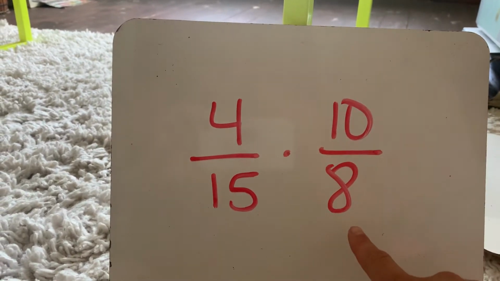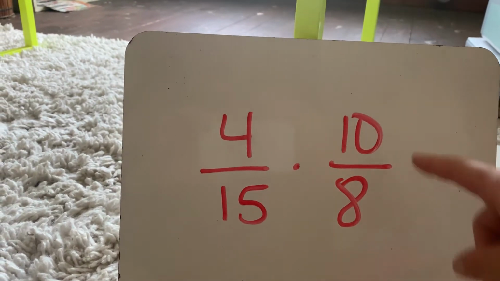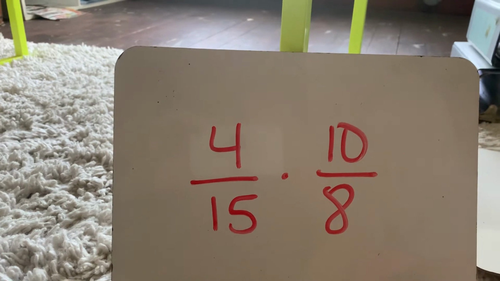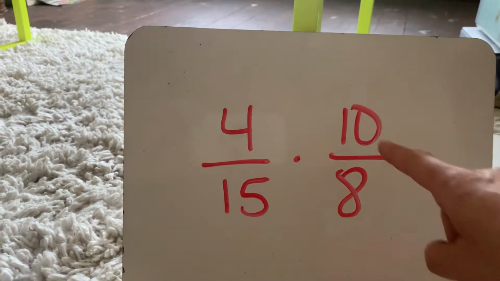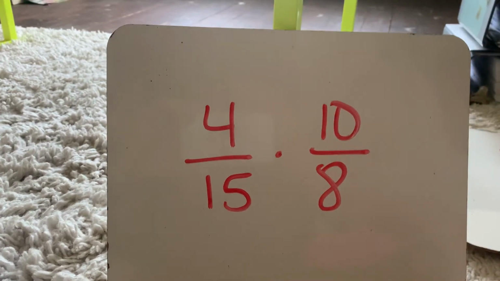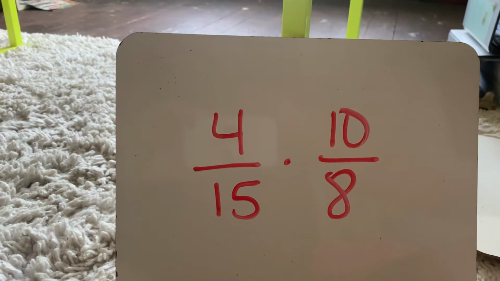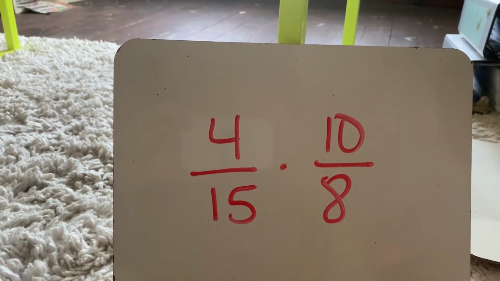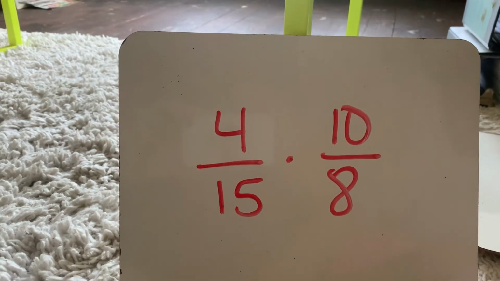I know 4 and 8 can both divide by 4. They're both on the 4s list. I know 10 and 8 could reduce because they're both divisible by 2. They're on the 2s list. I see that 10 and 15 could reduce. They're both on the 5s list. I think I'm going to start there because I want to make those big numbers as small as I can so I don't have to work with such large numbers.